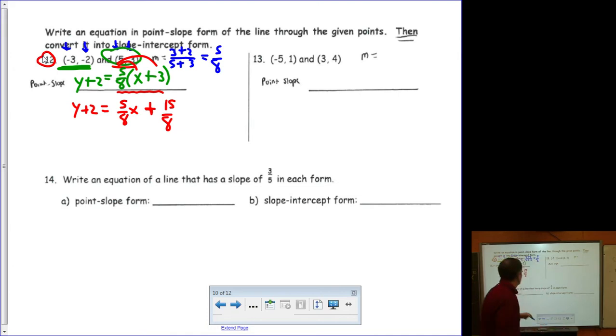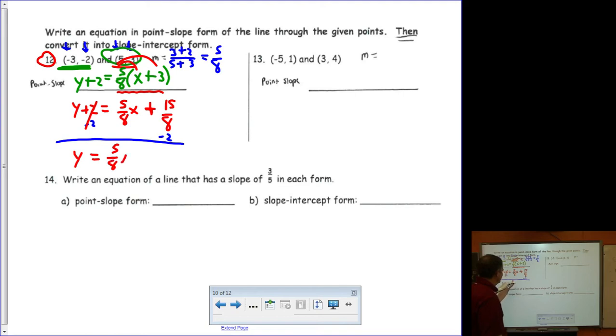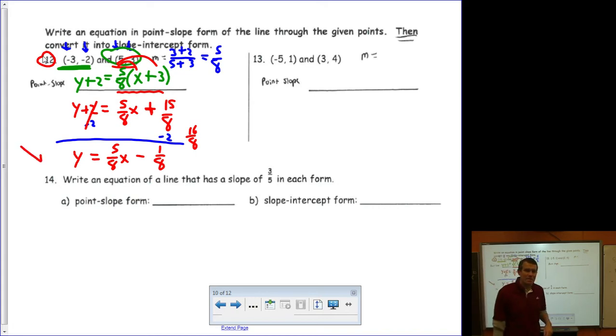And then I would want to subtract 2 from both sides. And that would give me y equals 5/8x, and I have 15/8 minus 2. Well, 2 is actually equal to 16/8. So 15/8 minus 16/8 would be negative 1/8. And my equation is in slope-intercept form.